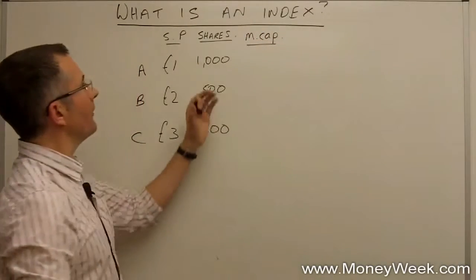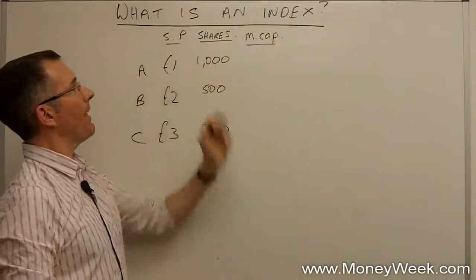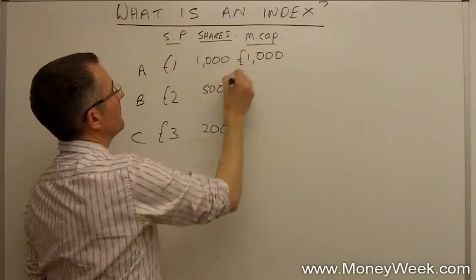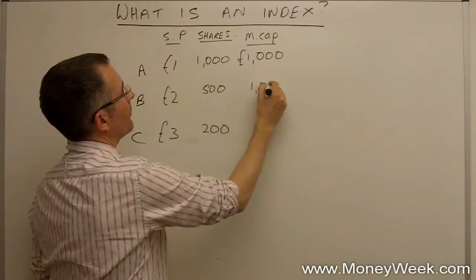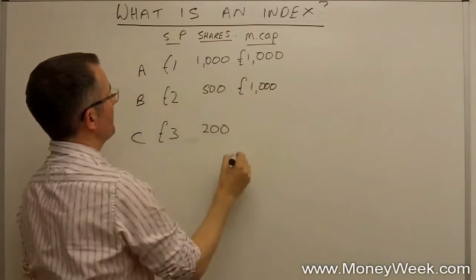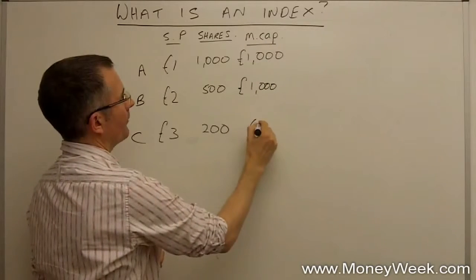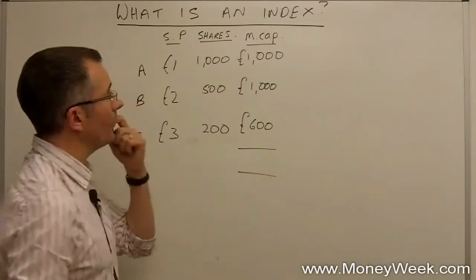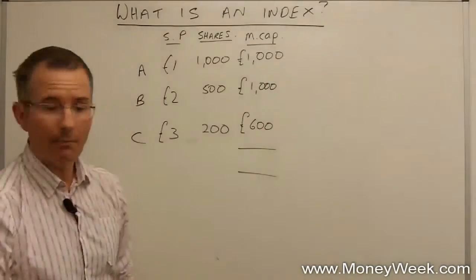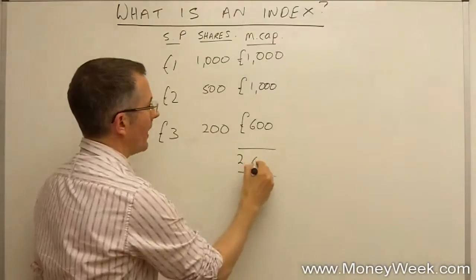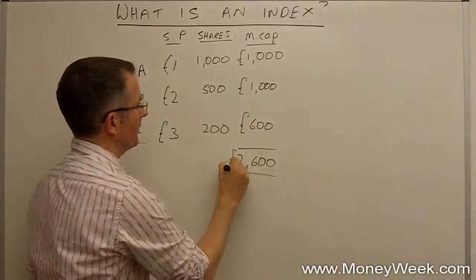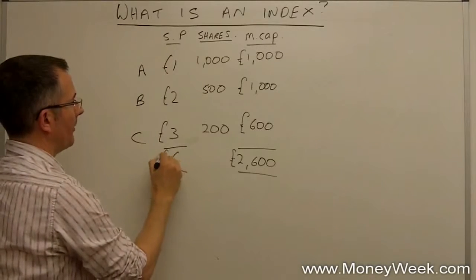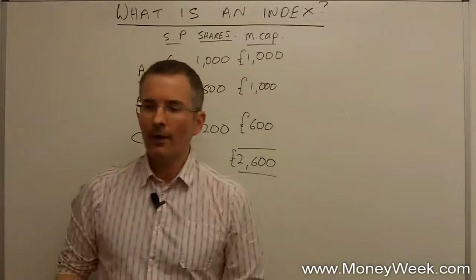So market capitalisation, multiplying the price by the shares, is £1,000 for Company A, also £1,000 for Company B, and £600 for Company C. So the total market capitalisation of these three companies at the moment is £2,600. The total of the share prices is £6. So far, so what?